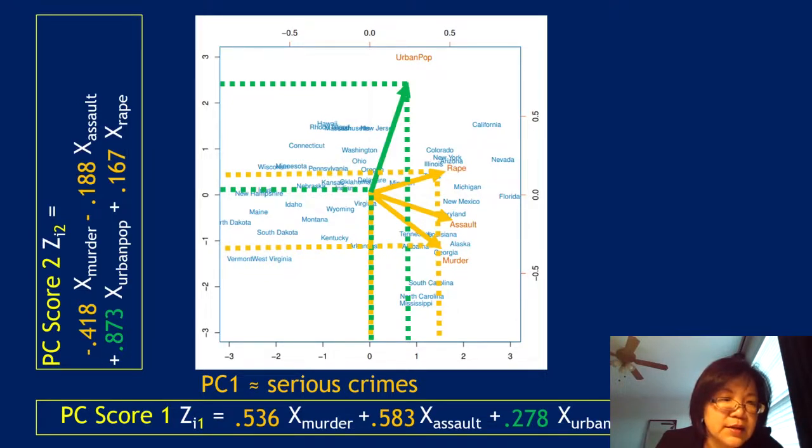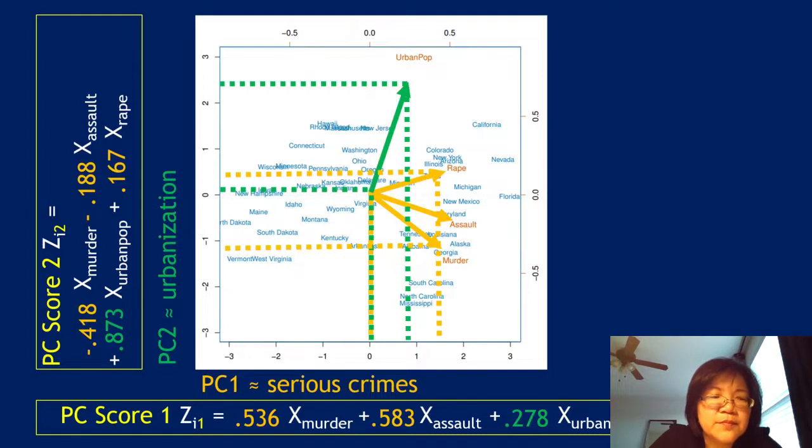On the other hand, if you look at the loadings for the serious crimes, murder, assault, and rape, they're much smaller. Which means that this principal component emphasizes more on urban population and less so on murders, because those have already been captured by the first principal component. So they still are in there, but they're not as important as urban population. So what we can say is that the second principal component is primarily a measure of the extent of urbanization of each of the states.